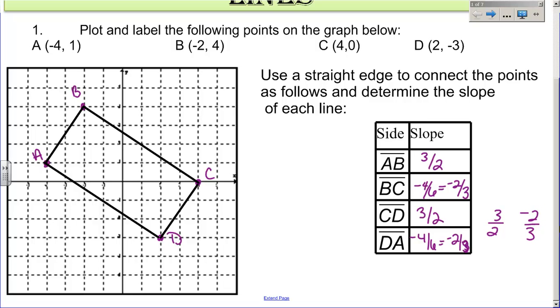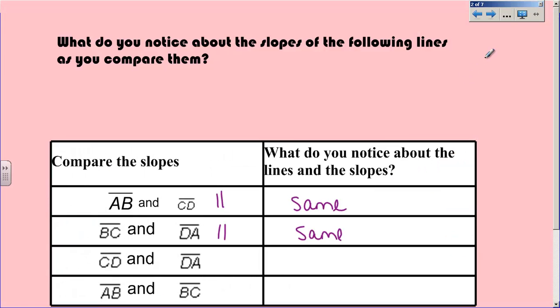If you look at those two numbers, hopefully you notice that they are the same, except they are flipped over. The second slope is the first one flipped upside down. It's the reciprocal. It is also the opposite sign. So I have taken the slope of CD, I have flipped it over and changed the sign to get the slope of DA. That's because they are opposite reciprocal slopes.